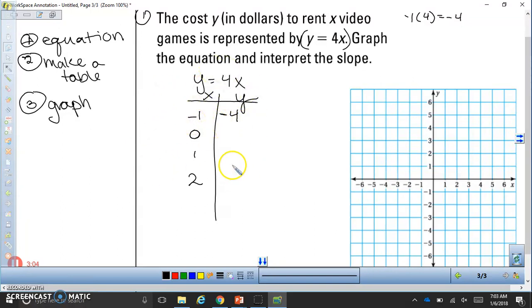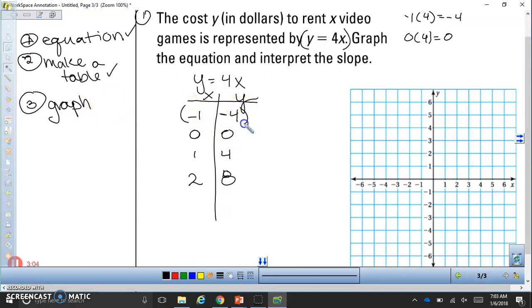I would pull out a calculator at this point, in case you're struggling. Don't worry about the multiplication. Let your calculator do it right now. Okay, now we're going to plug in 0. 0 times 4 is 0. 1 times 4 is 4. 2 times 4 is 8. Okay, so we have our equation. We made a table. Now we're going to graph it.